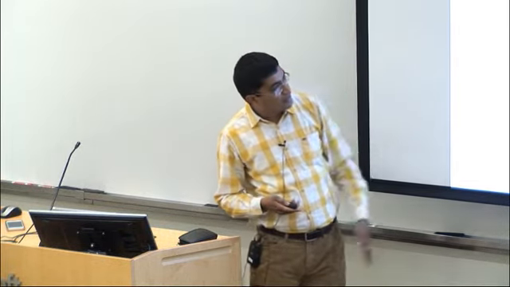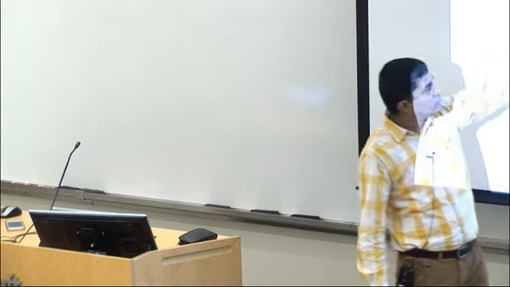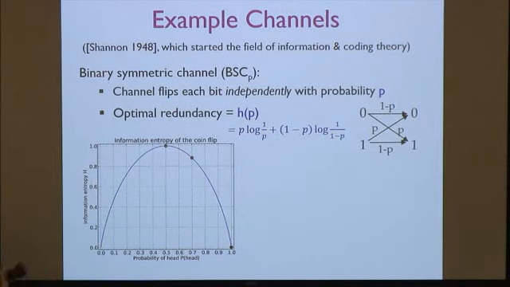Okay, and so that's the pictorial depictions. When you send 0, it can get flipped to 1 with probability p, independently of the other bits. And for this, it's well known, and it follows from Shannon's work, that the best redundancy you can have is h of p, which is the binary entropy function.